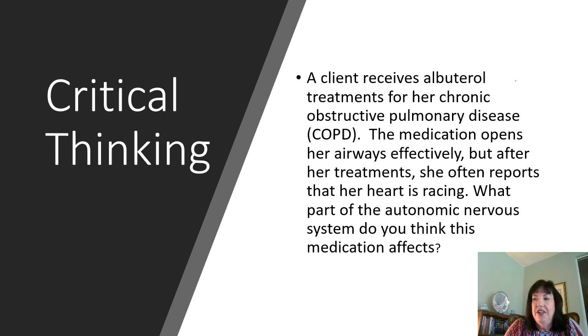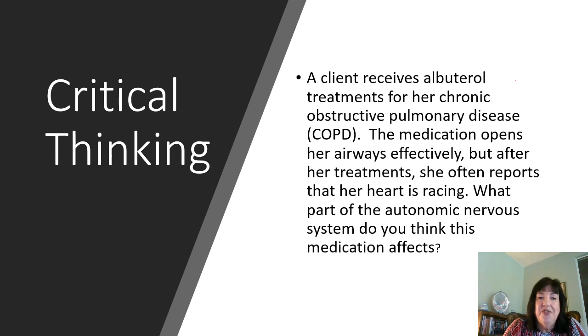So let's just stop right there and think, if a drug is a bronchodilator, then what part of the autonomic nervous system is probably being affected by the drug? Albuterol is what we might call a sympathomimetic drug. It's a drug that mimics, or you could say stimulates, the sympathetic side of the nervous system. And we should know the sympathetic side of the nervous system dilates the bronchial tubes. So a client receiving albuterol, it's going to dilate the bronchial tubes, and we do get a certain effect.